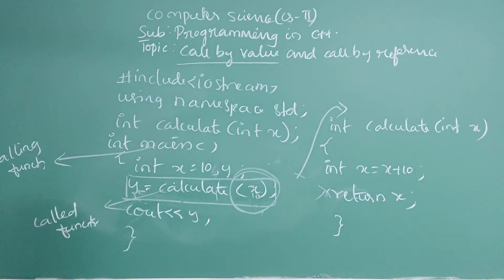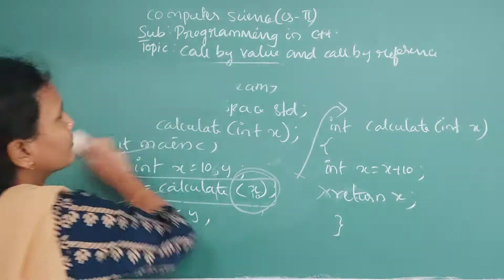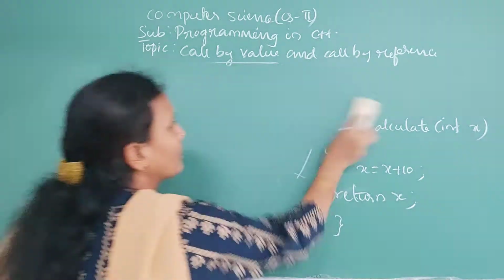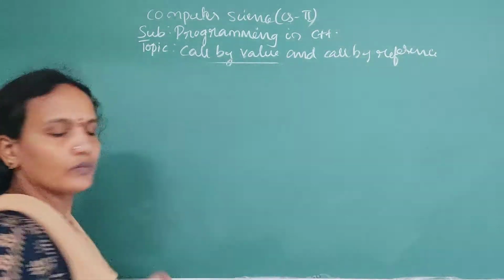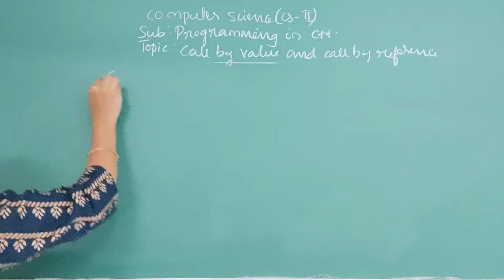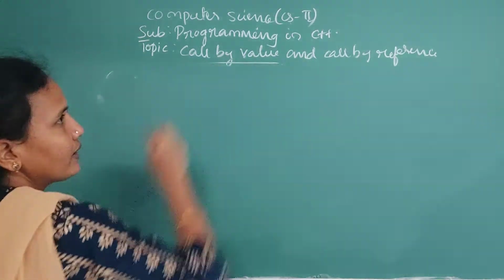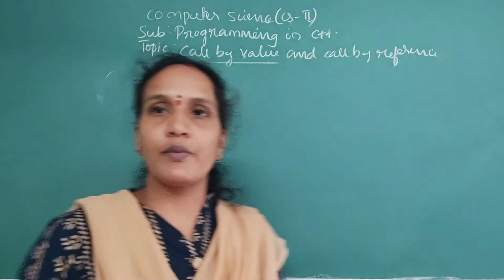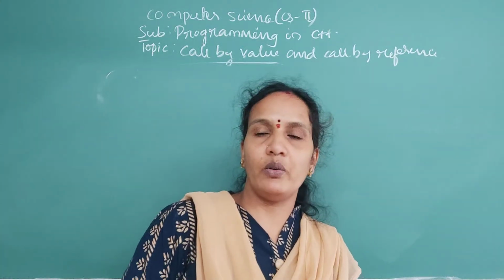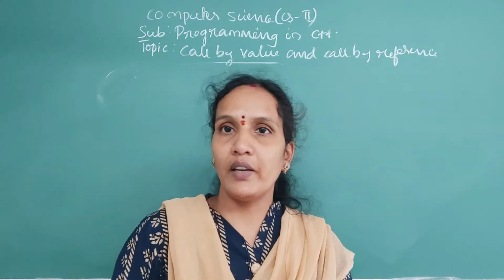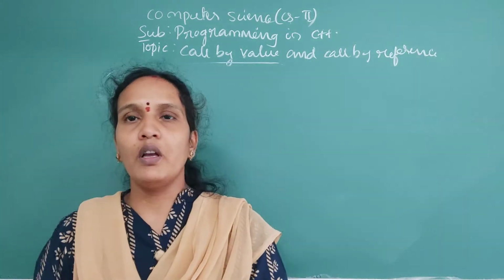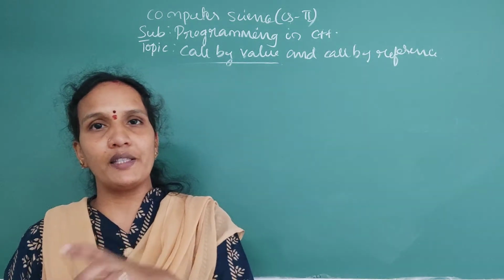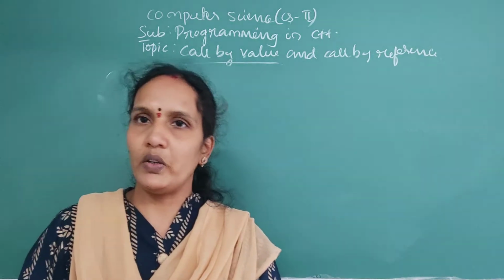Now this is the call by value. The next one is the call by reference. Call by reference, I have already given. In call by value, as I already explained, we give the direct value. In the previous example I gave x equals 10. In that, whatever value you pass to the user-defined function, that value is fixed.